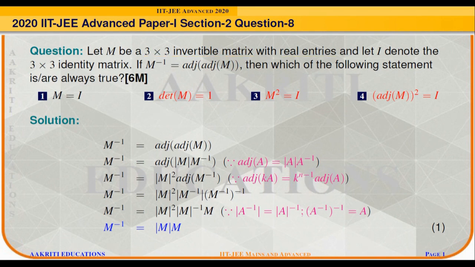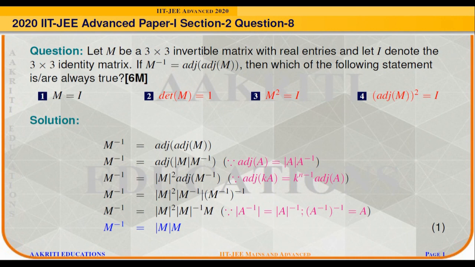Now we proceed with the given equation as M inverse is equal to adjoint of M. As we know that adjoint of A can be simplified as determinant of A times inverse of A. So the equation can be simplified as M inverse is equal to determinant of M times inverse of M. We also know that adjoint of K times A, where K is any constant, can be simplified as K raised to the power n minus 1 times adjoint of A, where n is the order of square matrix A. Then M inverse can be written as determinant of M square times adjoint of M inverse.